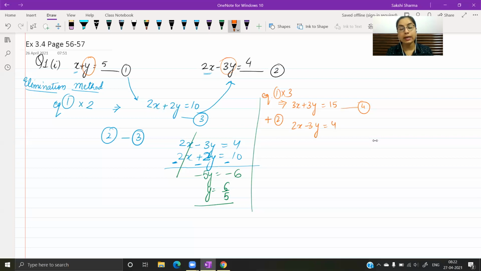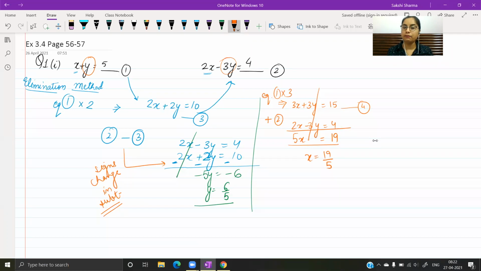addition कर रहे हैं तो signs change नहीं होंगे. Signs change होंगे in subtraction. Addition में signs नहीं change होंगे. Directly columns में like terms को आप combine कर दो. On right hand side you get 19. The term containing y eliminates. You're left with 5x equals to 19. From here, x comes out to be 19/5. And these two together give you your answer.